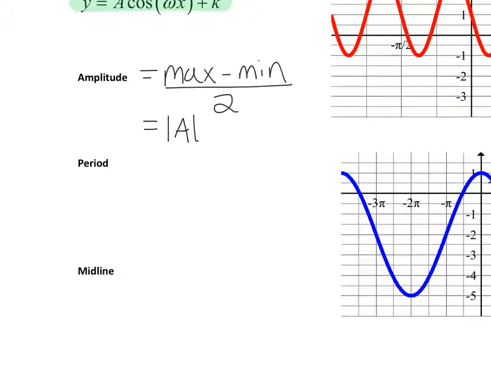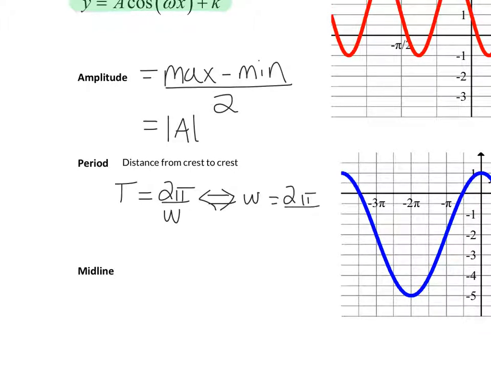The period is the distance from trough to trough or crest to crest. So it's the distance from crest to crest. We can also look at this a little bit differently when we're talking about a sine function, and I'll talk about this in the red graph over here. But the formula we're going to use for the period is T equals 2 pi over omega, and oftentimes we'll reorganize this formula to say omega is 2 pi over the period.